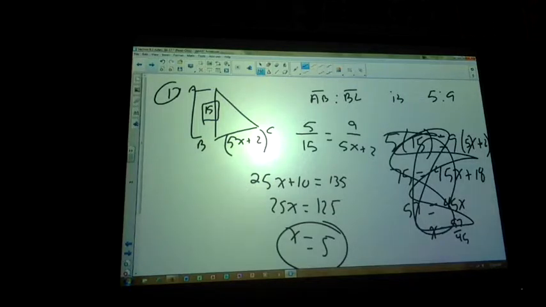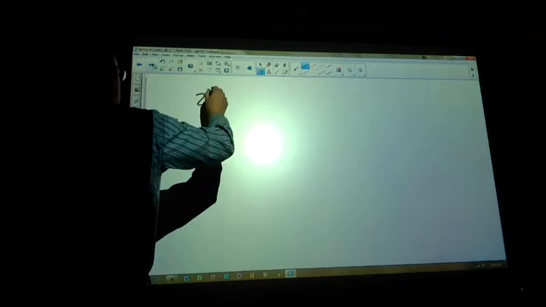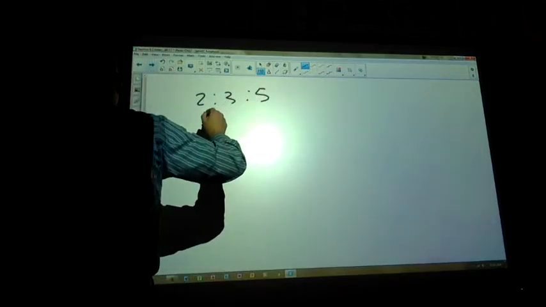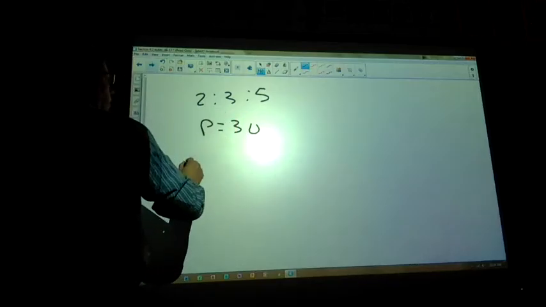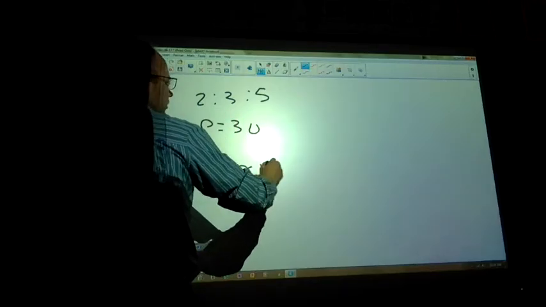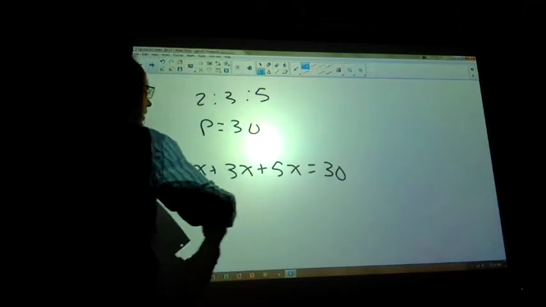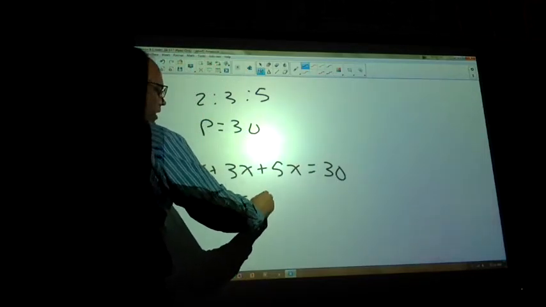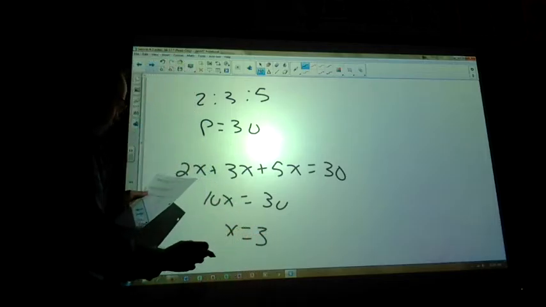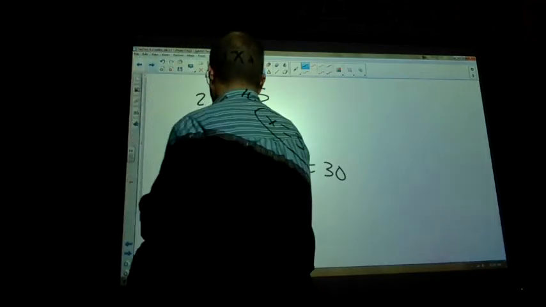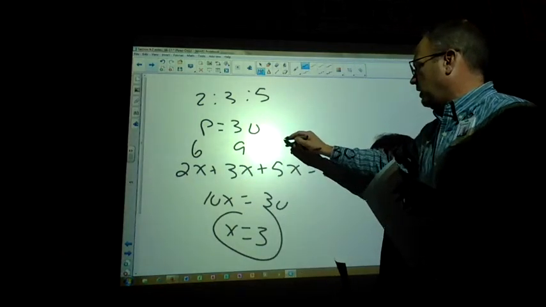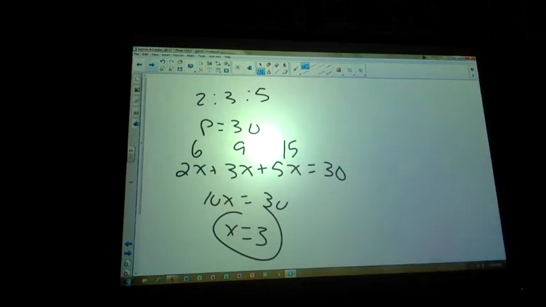Anything else? Yeah. 15. The lengths of the sides of the triangle are 2 to 3 to 5, and they tell us that the perimeter is equal to 30. So 2x plus 3x plus 5x equals 30. So that's 10x equals 30. So x equals 3. Or are we just solving for x? Nope, finding each side. So you have a side that would be a 6, a side that would be a 9, and a side that would be a 15.